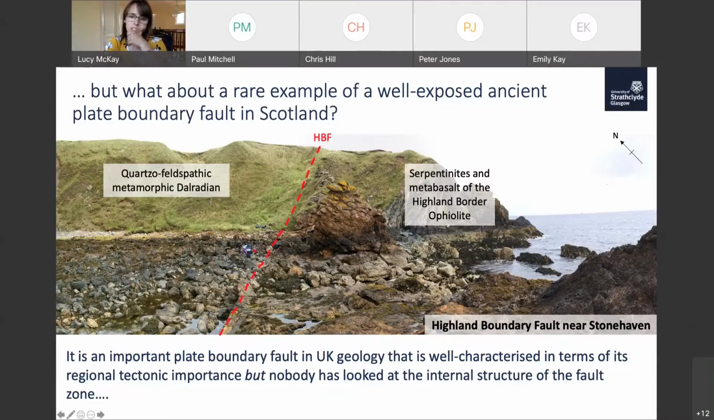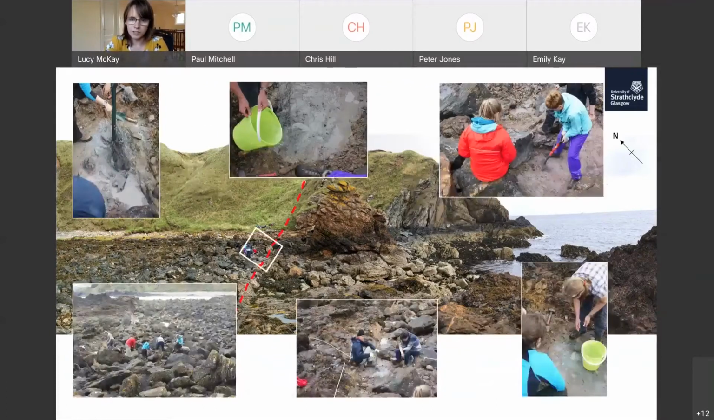As I said, the Highland Boundary Fault has been studied by geologists for over 100 years in terms of its regional importance, but nobody has looked at the internal structure. So with permission from Scottish Natural Heritage and the associated landowners at the site, we went to the beach and dug it up.